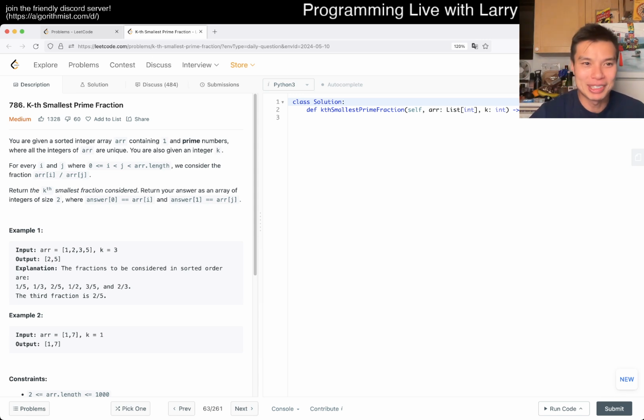But let's take a look at today's problem. 786 kth smallest prime fraction.